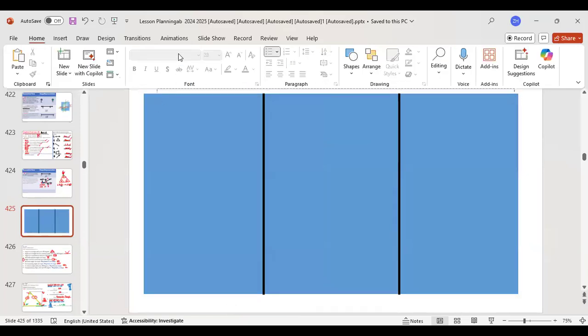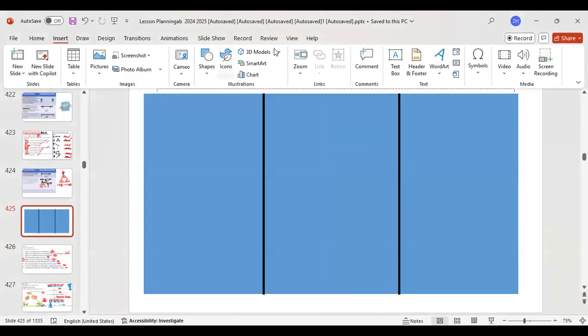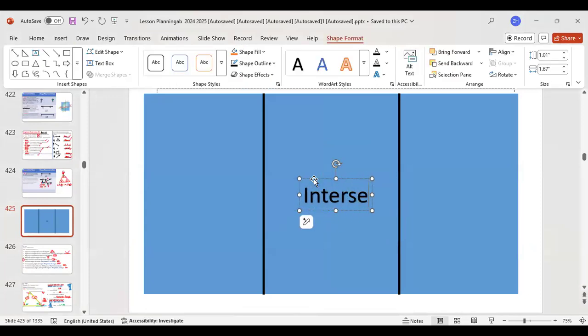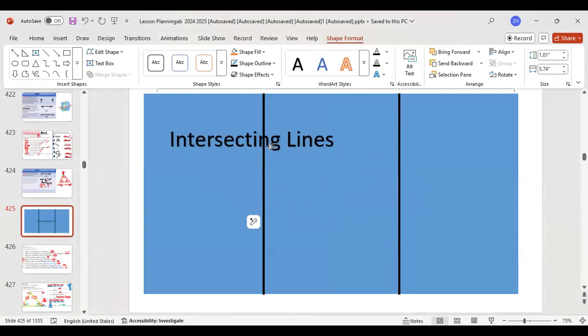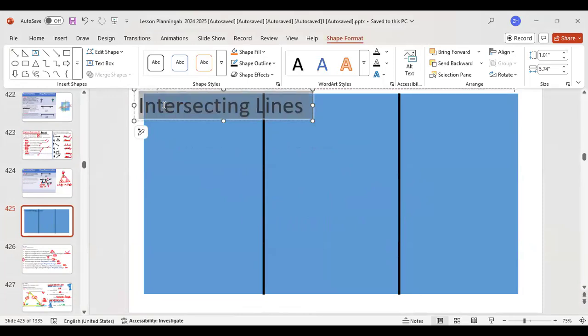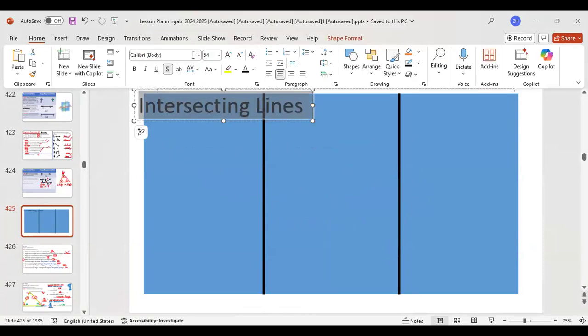So the first thing, we're going to add it up. The first type we're going to talk about would be obviously your intersecting lines. That's the first one.